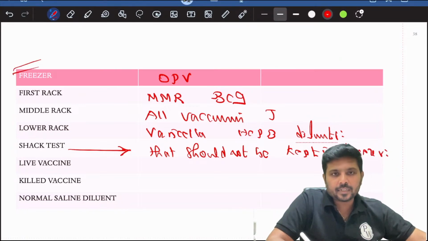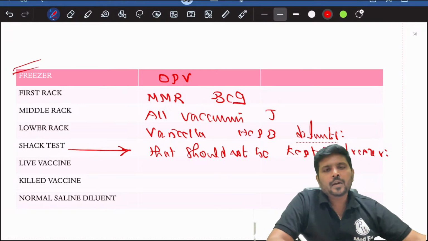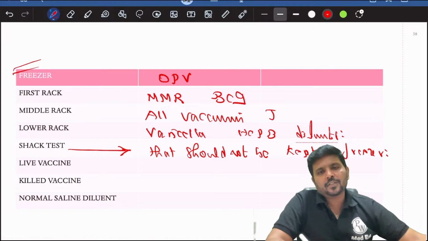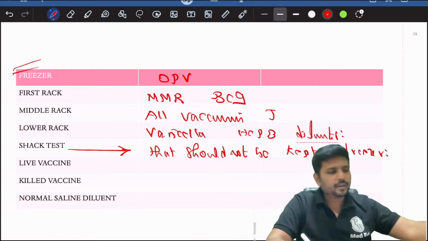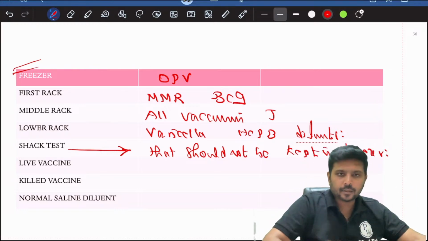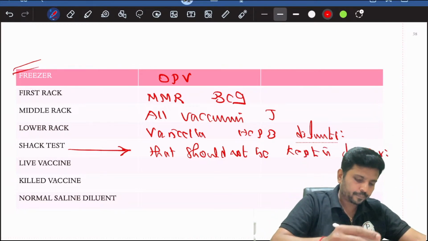The only vaccine kept in the freezer is OPV. The first rack is MMR and BCG. The middle rack contains all vaccines that start with T. The lower rack means varicella, hepatitis B, diluent. The shake test is mainly meant for vaccines that should not be kept in the freezer.